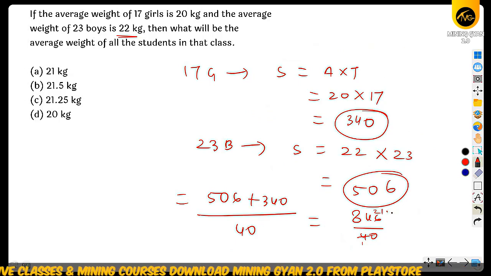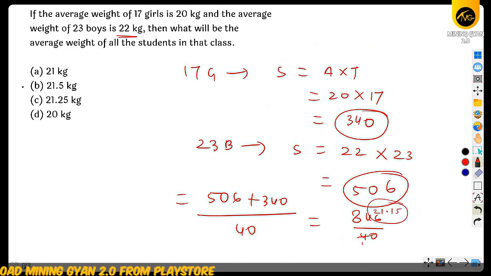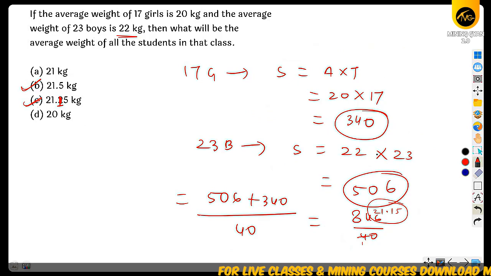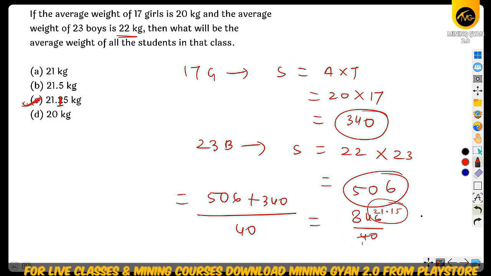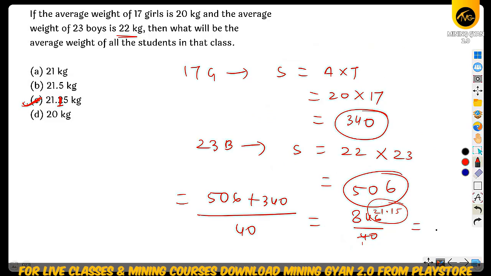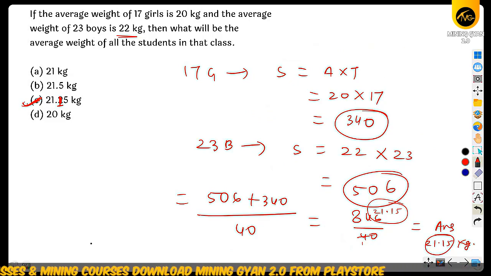Okay, point... 21.14 and 15 something, that means option B is the correct answer? No, no, no, 15, there is no option available. Suppose option C is the correct answer, okay, this is 21.15. You can ignore the options, we have the answer basically: 21.15 kg. So the answer is 21.15.